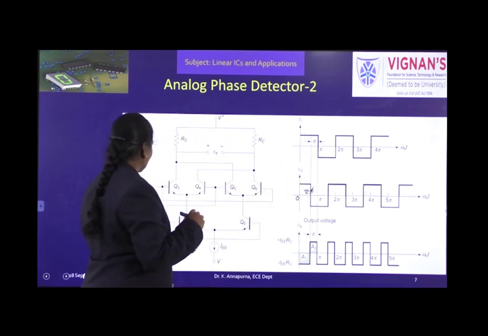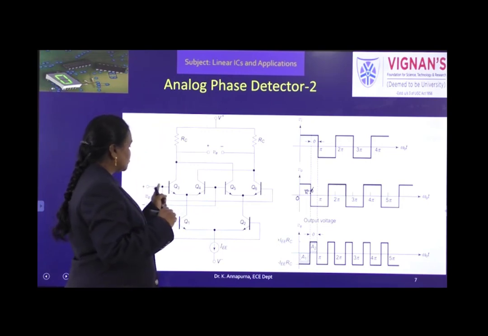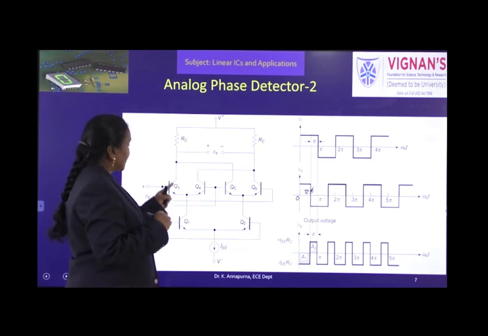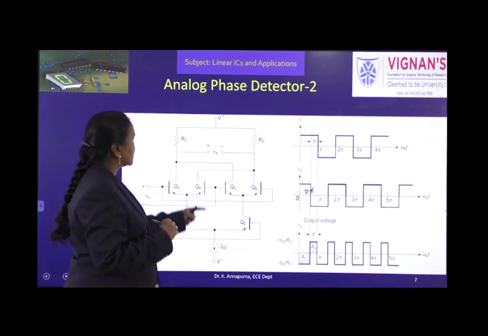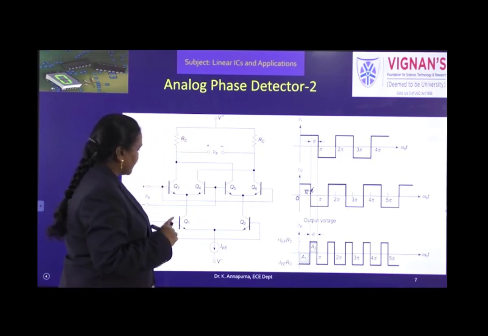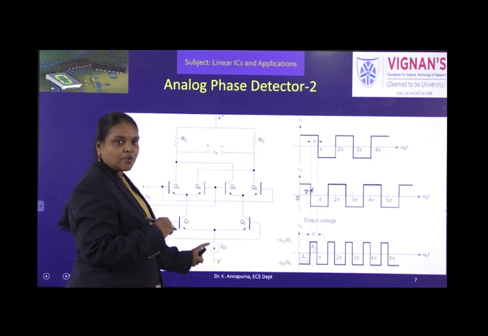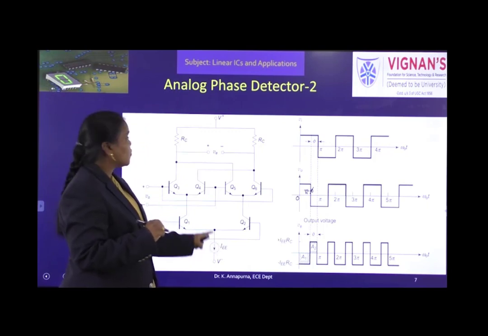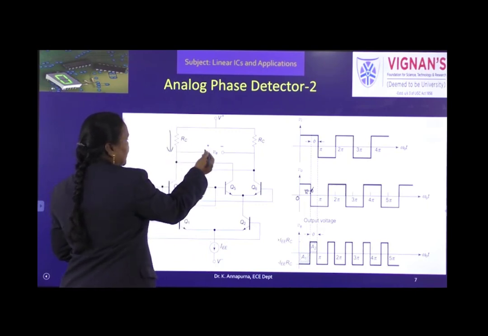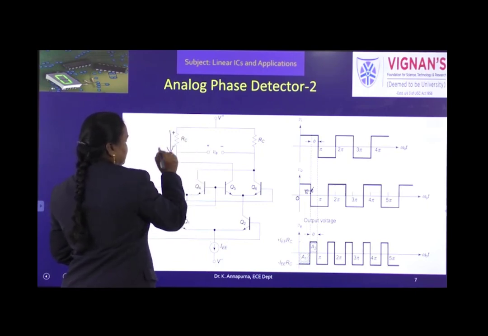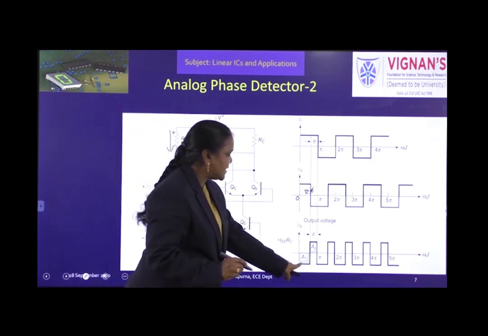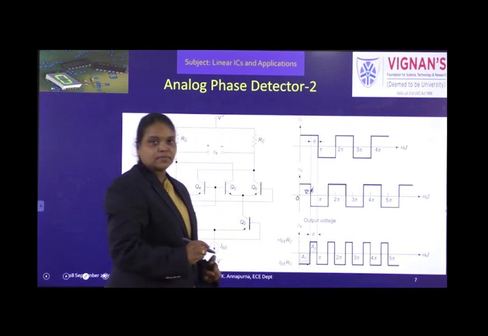So when both are positive, what is happening? V0 positive means Q3 will be on. Vi positive means Q1 will be on. That means these two transistors are on, so current flows from V plus through RC, and this is the path. And what is the amount of current? It is IEE. So what is the drop? Here current is flowing like this, but since you are taking the output here, you will get minus. So minus IEE RC is your output.